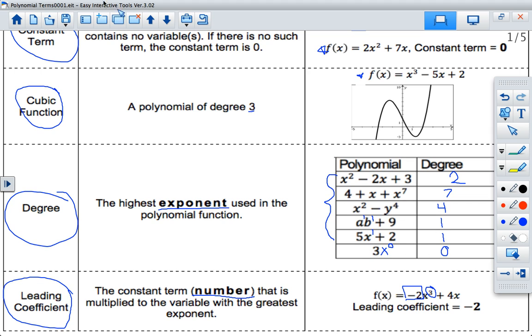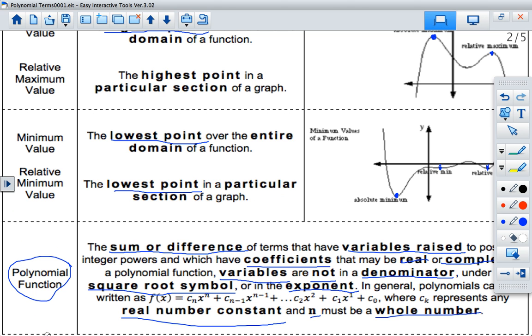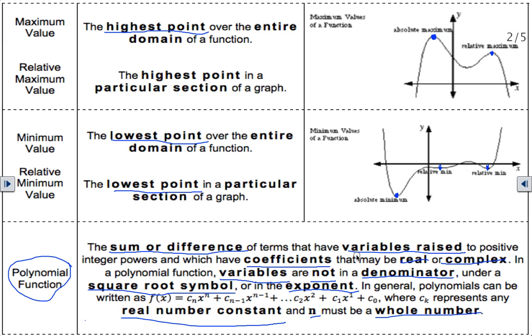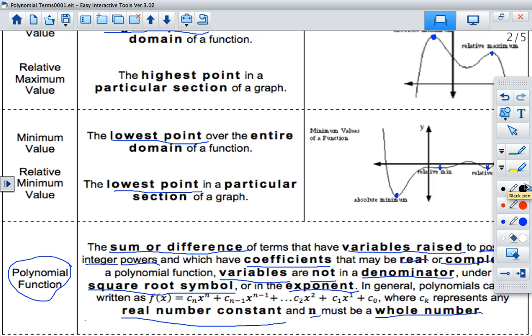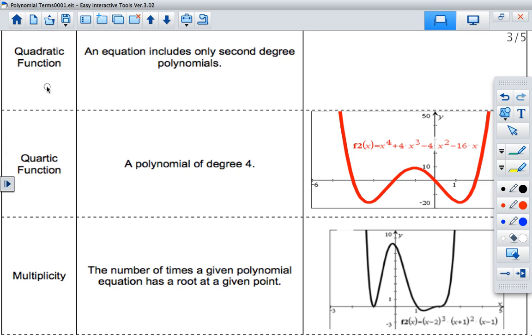You need to have, let's look at the definition again. Let's see, sum or difference of terms with variables raised to a positive integer, which just means whole number, a positive exponent or power. Okay. 0 is neither positive nor negative. Okay, so if the degree is 0, it's really not a polynomial. All right, let's move on. I think we've covered what polynomials are.